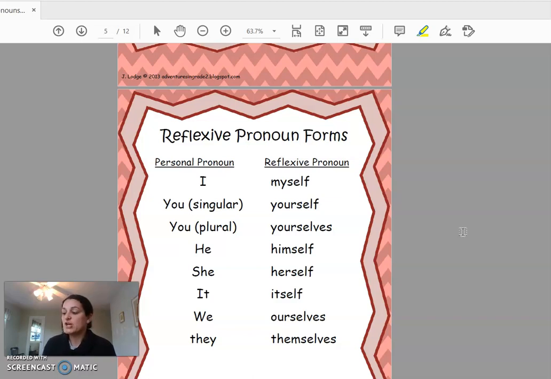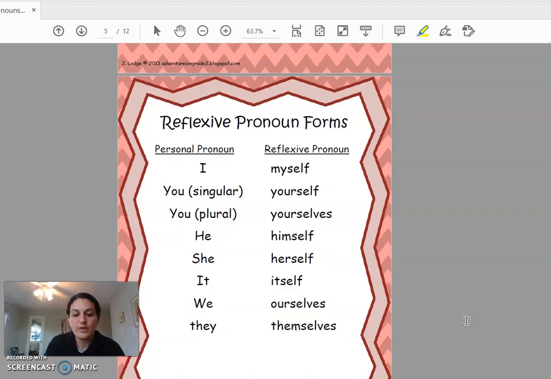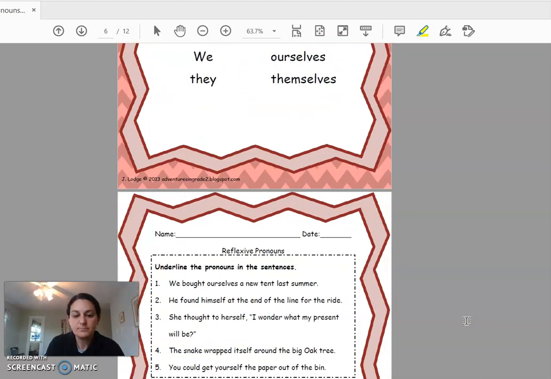I could say, she bought herself a candy bar. I could say, it started all by itself. And I could say, we jumped rope by ourselves. And finally, I could say, they helped themselves to dessert, because it wouldn't sound right to say, they helped they to dessert. So I replaced the second they with themselves.